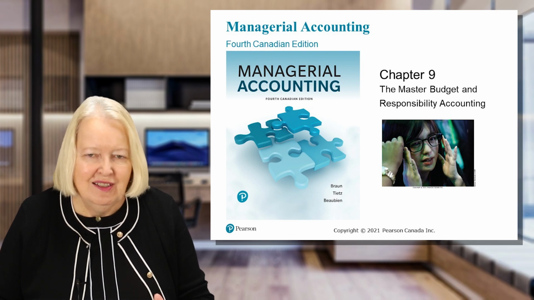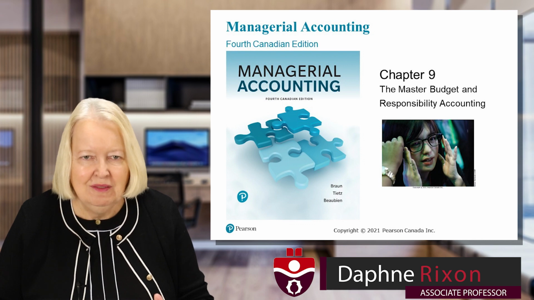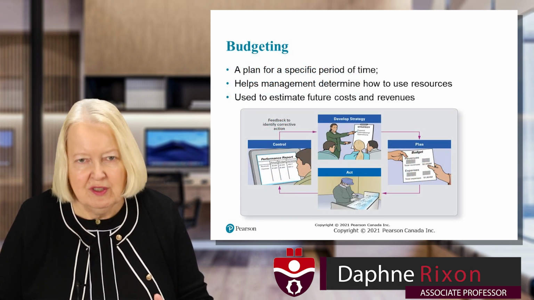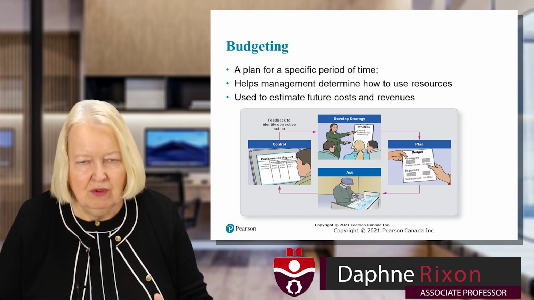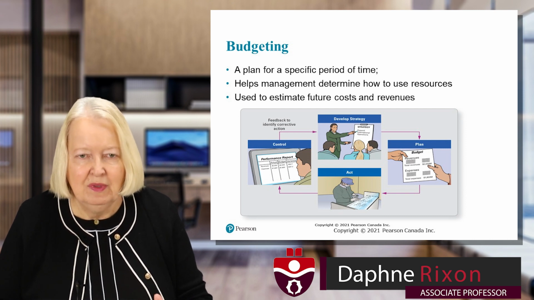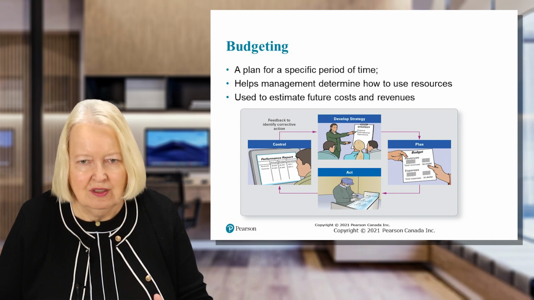Okay, this is Chapter 9, the Master Budget and Responsibility Accounting. So when you do a budget, it's a plan for a specific period of time, and generally we start off with 1 year. And the reason you do this is because it helps management determine how to use resources and how to estimate future cost and revenue.